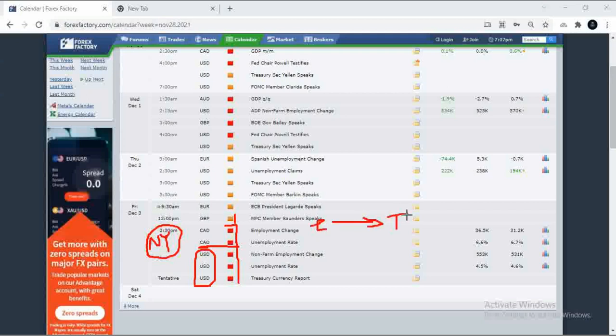You want to be waiting for price to move, then you can put your trail stop. Patience, patience is very important.